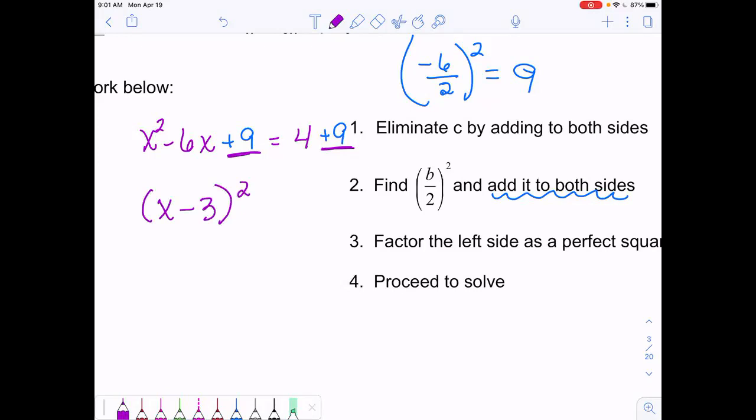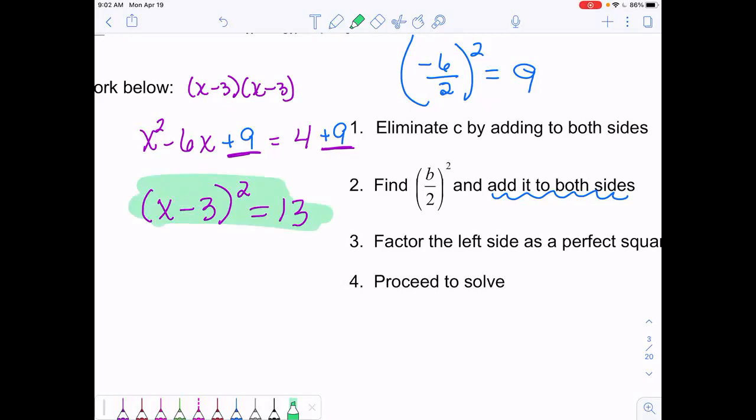Because negative 3 times negative 3 multiplies to be 9, but adds to be negative 6. So really this is x minus 3 times x minus 3, but it's a perfect square. So it's a quantity squared. And then on the other side is 13. So this form right here would be my graphing form.